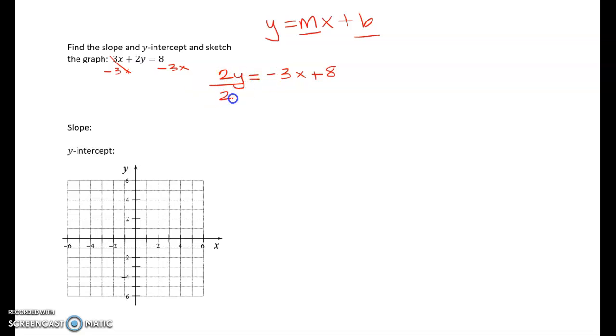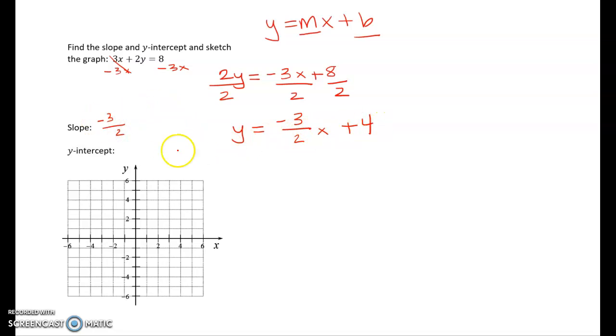And then we divide by 2. We have to divide each term by 2. So we get y equals negative 3 halves x plus 4. Okay, so we've got it in y equals mx plus b, slope-intercept form. So now we can see the slope. It's the number in front of x. So it's that negative 3 halves.